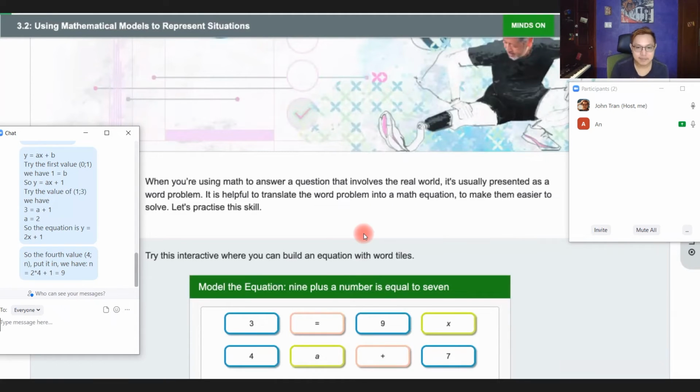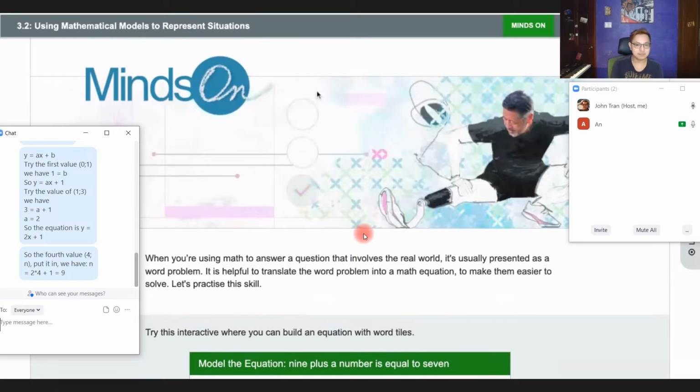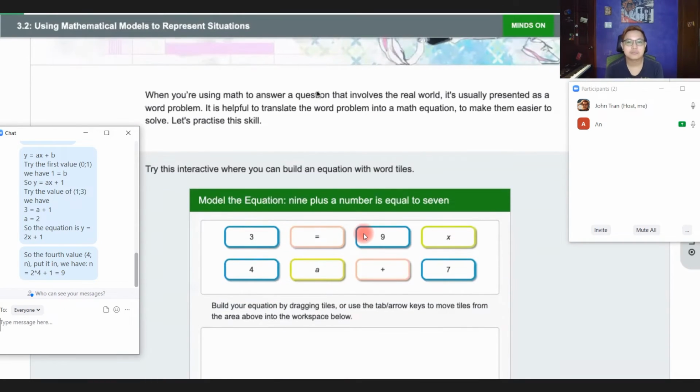Model the equation: 9 plus a number is equal to 7. When you're using math to answer a question that involves the real world, it usually presents as a word problem. It's helpful to translate the word problem into a math equation to make it easier to solve. Let's practice this skill. Try this interactive where you can build an equation with word tiles.